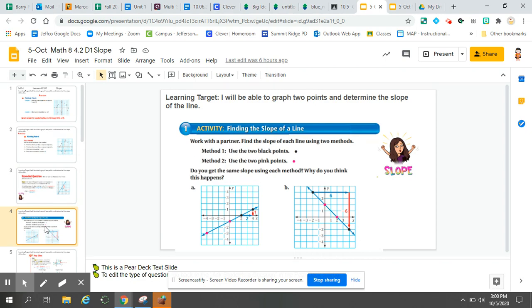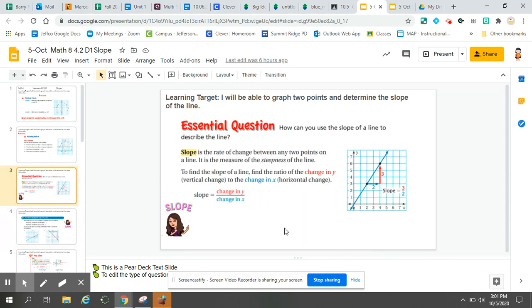On slide 4, here is actually taking the black points and connecting them and finding your slope. Your slope here is 1/2. Remember that slope is rise over run. It's over here, change in y over change in x.